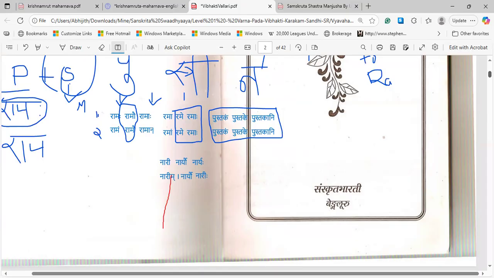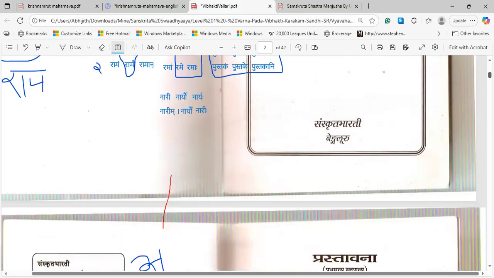Now it is just 6 forms. And even in those 6 forms, for Napumsakalinga, everything repeats. For Strilinga, the Dvivachana and Bahuvachana repeat. So only for Pullinga you have to remember the forms, the first and Dvitiya Vibhakti. Then Tritiya Vibhakti, and we will add to this. We will also add the Sarvanama Padas, so there also we will get some.